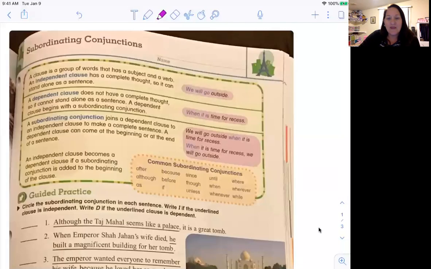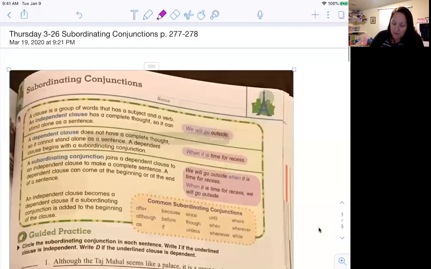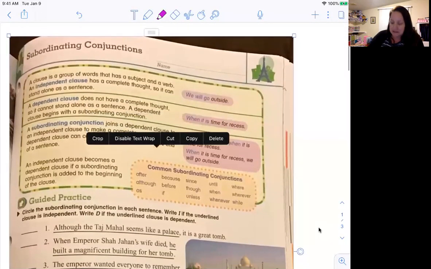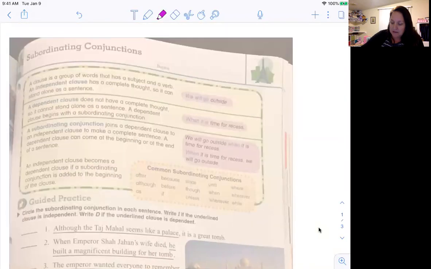I'm going to share the screen with you. And there it is. I'm getting better at this, guys. Your prayers are working. So a clause, let's look at the first part of this. Actually, we are on page 277 to 278 today. I'll give you a second to get there while I adjust this right here.